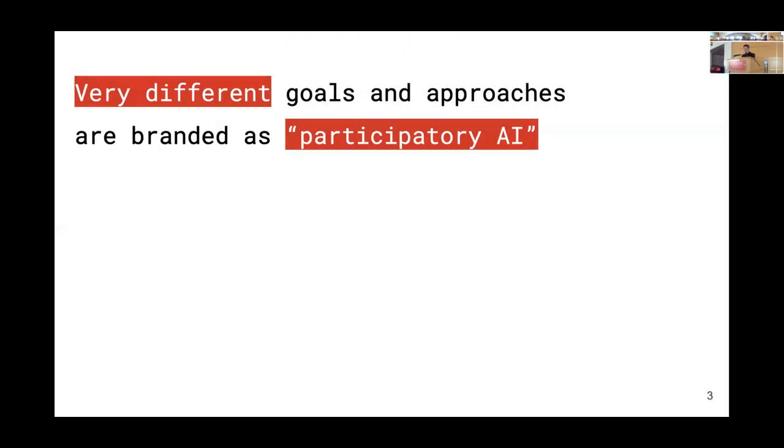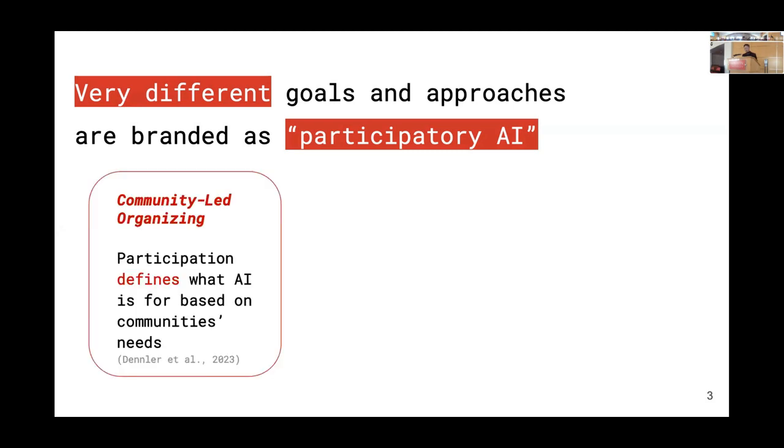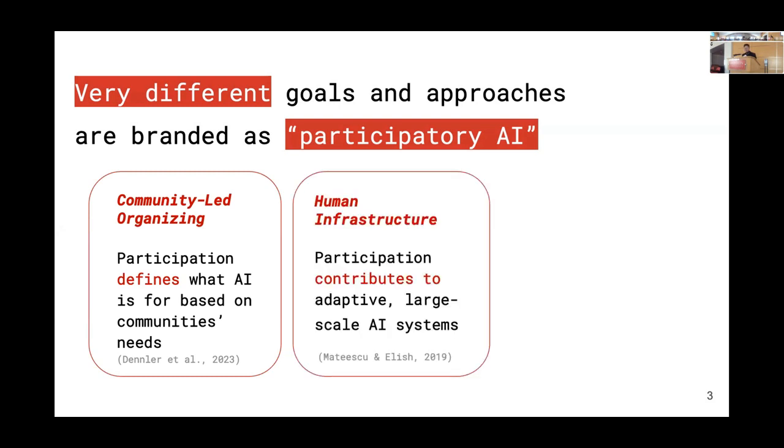Despite this consensus, it's hard to have a conversation on this topic. Very different goals and approaches are similarly branded as participatory AI. For instance, some practitioners take a community-led approach in defining community needs as the starting points, like the querying AI example from earlier. Others involve stakeholders as the human infrastructure. This comes in multiple forms, such as involving people in data generation, including them in data labeling and annotation, as well as engaging with them for feedback or optimization.